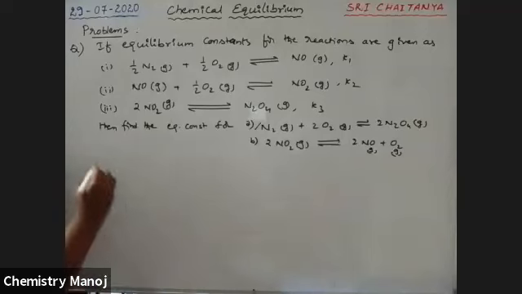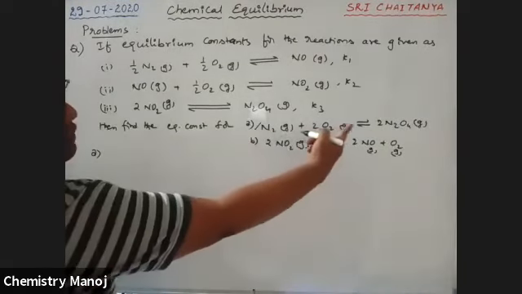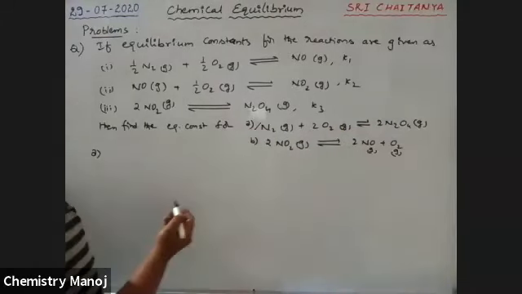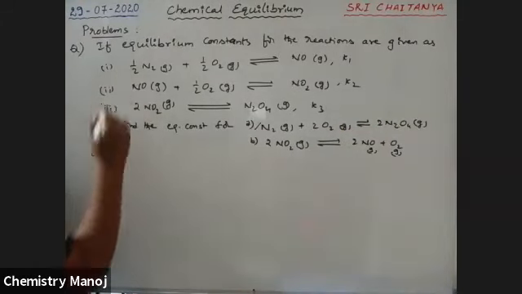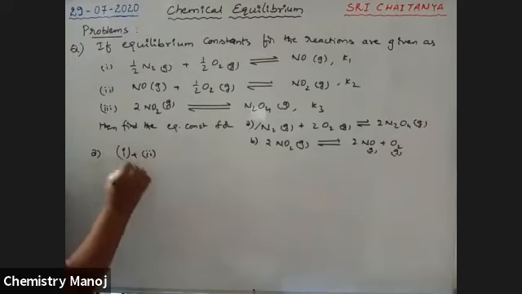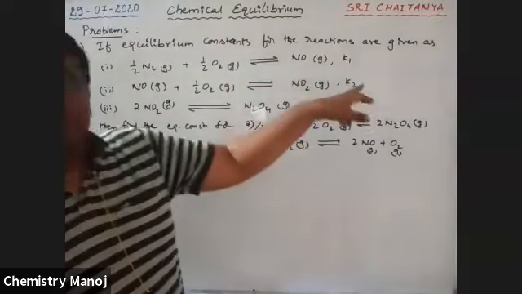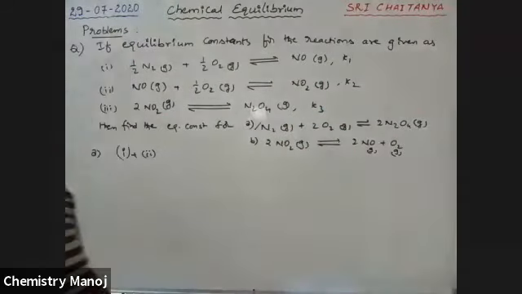So I'm doing the first problem, that is N2 plus 2O2 reversible with N2O4. For that purpose I'm adding equations 1 and 2, adding the reactant sides and the product sides. Whenever reactions are added, their equilibrium constants are multiplied.